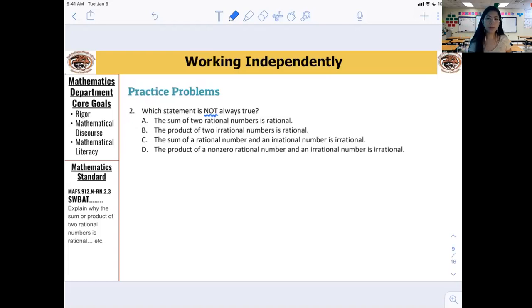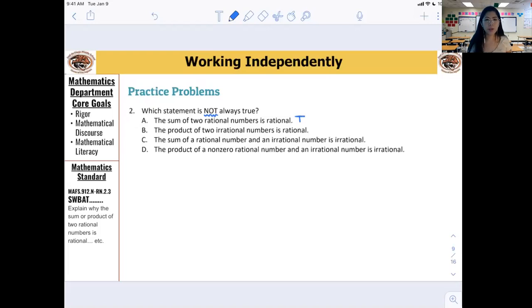The sum of two rational numbers is rational. Is this true or false? True. That's true, yeah. Rational plus rational is always rational. So there's no going wrong with that one. That's definitely true. How about B?